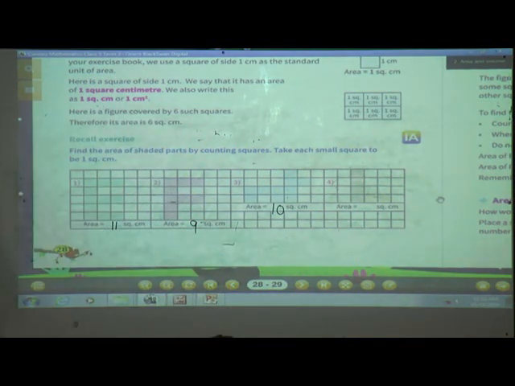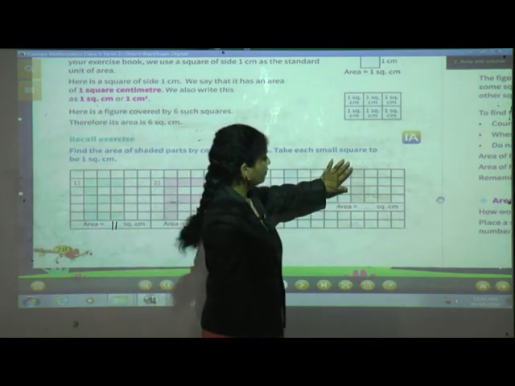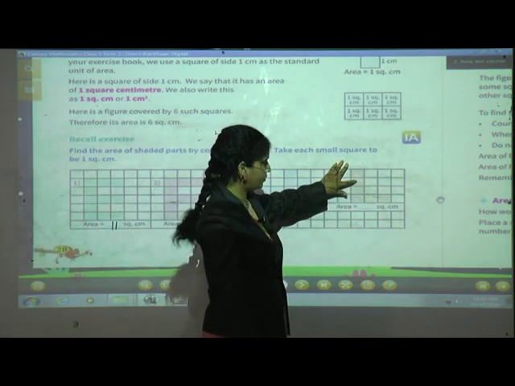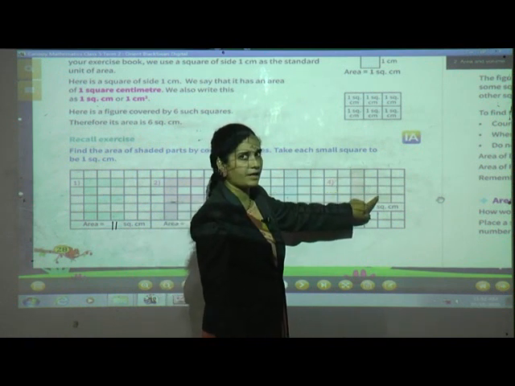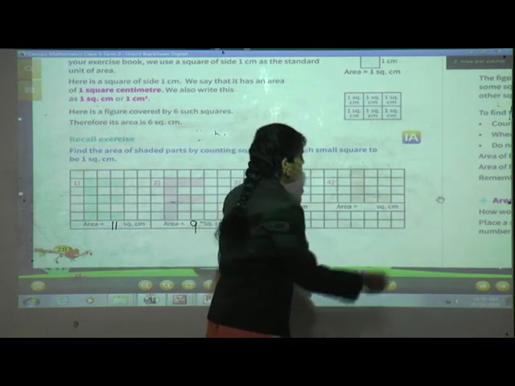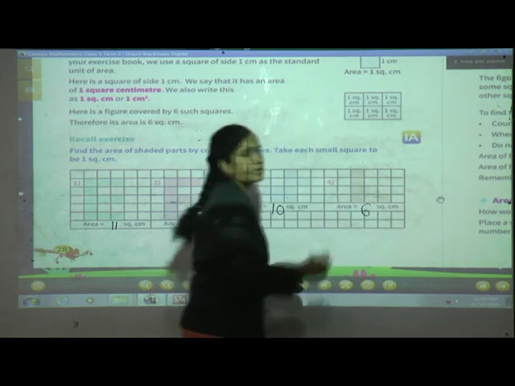Again fourth one, count the shaded part. Yes, 1, 2, 3, 4, 5 and 6. So the answer will be 6 square centimeter.